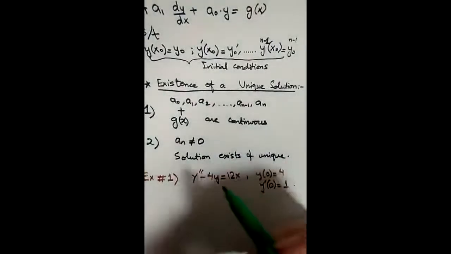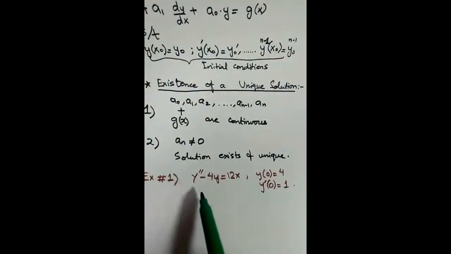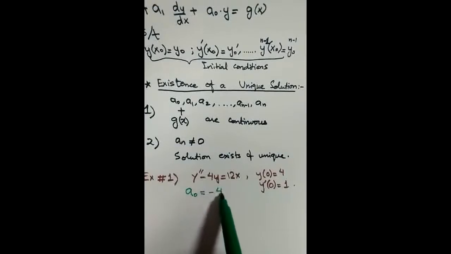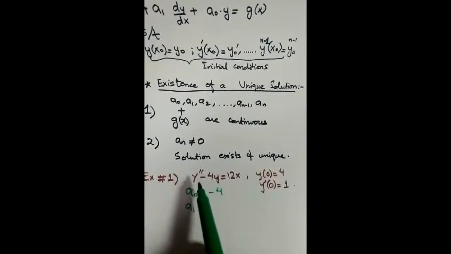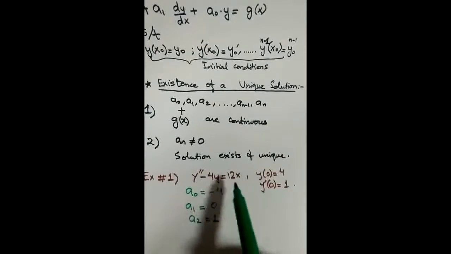First of all, we have to check what the leading coefficients are. We start with a0 along with the y, that is minus 4, a constant, continuous. And then for a1, there is no first derivative, so a1 is 0, and a2 is the leading coefficient, which is 1. So all of these three are continuous, plus g of x.